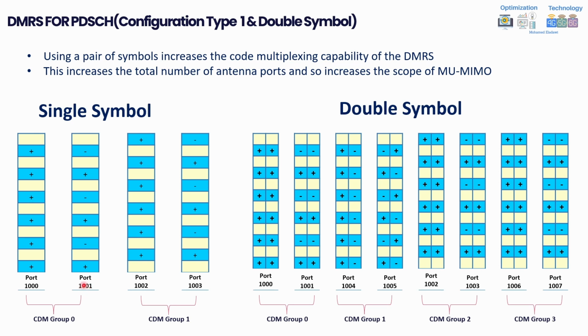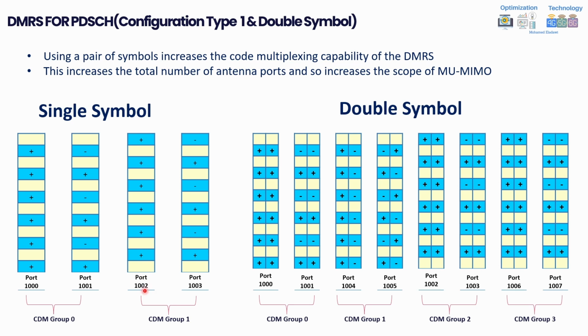Now assume the same user would like to have rank 3. Before he was rank 2 using 2 ports. Now you want one additional port, for example port 1002. In this case, this one will be frequency multiplexing. We'll start using the free resources here in the frequency domain, so he will do frequency multiplexing within the free resources and use port 1002. So now he will be able to have rank 3.